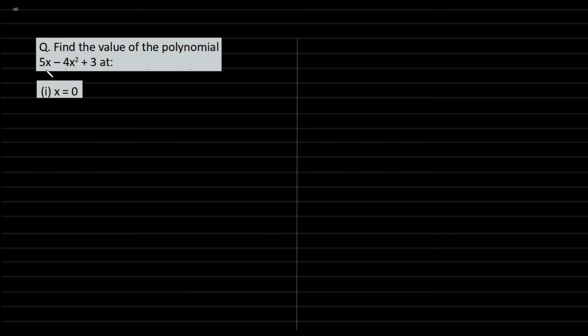Find the value of the polynomial h of x equals 5x minus 4x squared plus 3 at x is equal to 0. To begin with, let's write it in standard form. Before that, let's give a name. Let h of x be equal to 5x minus 4x squared plus 3. Next step is, let's write it in standard form. So h of x is equal to minus 4x squared plus 5x plus 3.